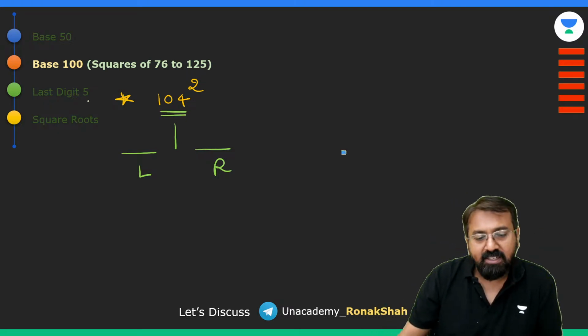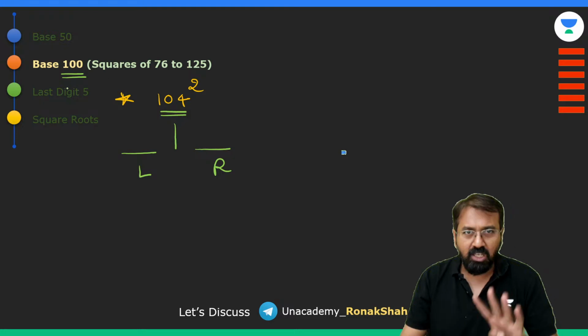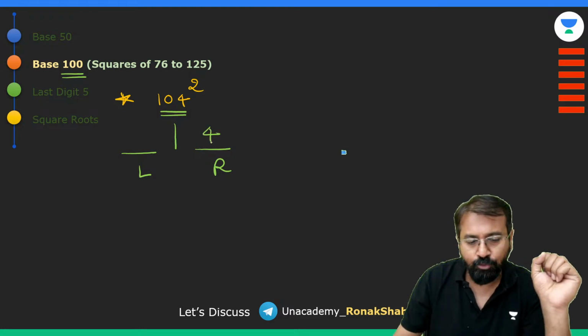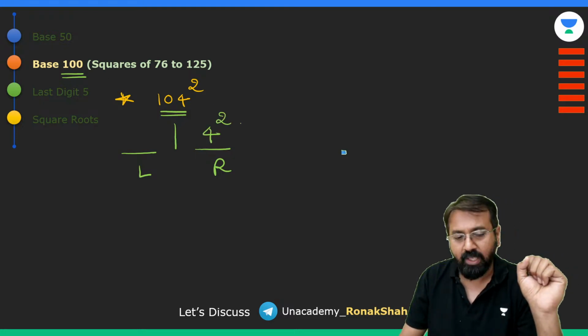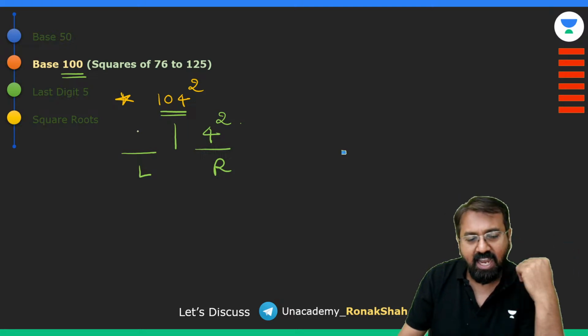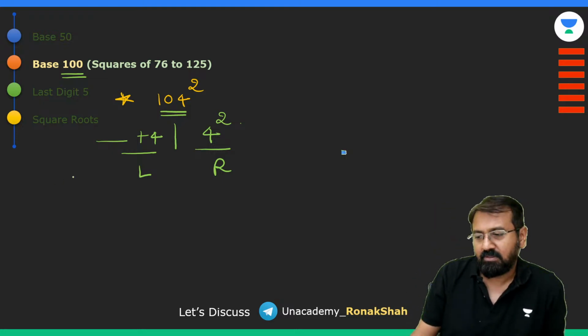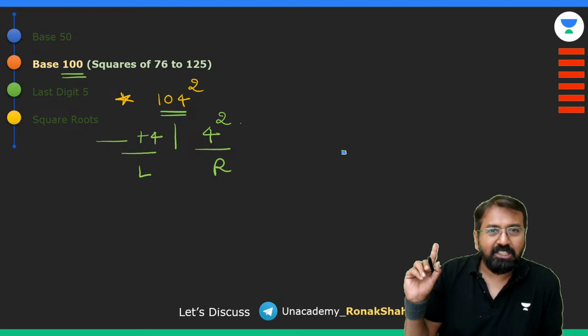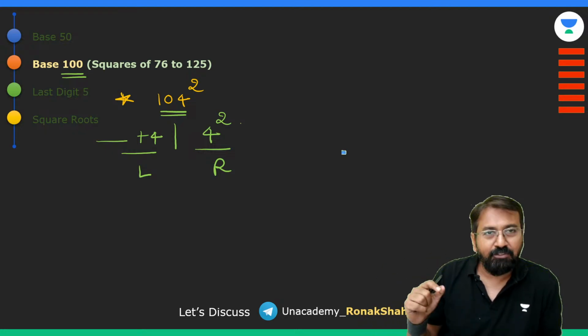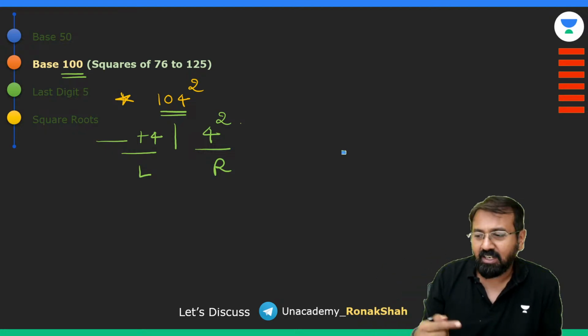So guys, compare the number with the base. 104 is 4 more than 100, so we'll write 4 square in the right part. Now what will be the left part, guys? I need to add 4 to which number? Can you guess? Like in the base 50 method, we used to add to 25. So will we add here to 50, 100, or something else?